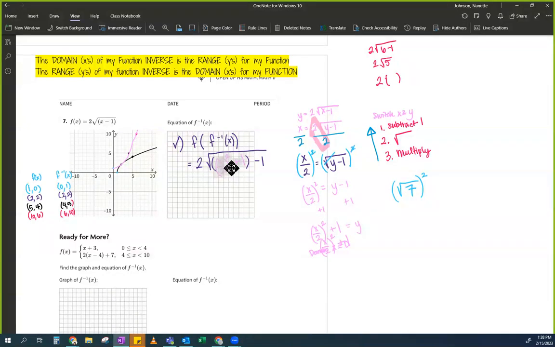That's literally how you're going to check your function and your function inverse. Do you guys see what I just did there? And you're like, so what, Miss Johnson? So what? I'm going to show you what. Okay, so now I'm going to simplify this and I want to see what happens.